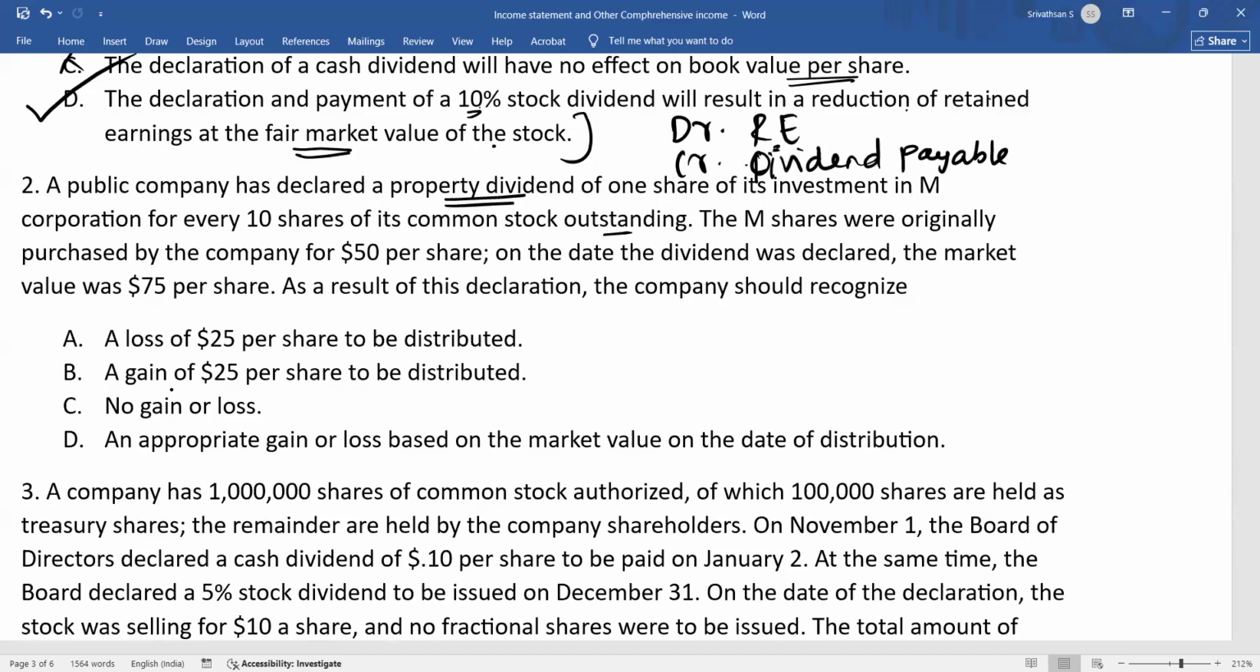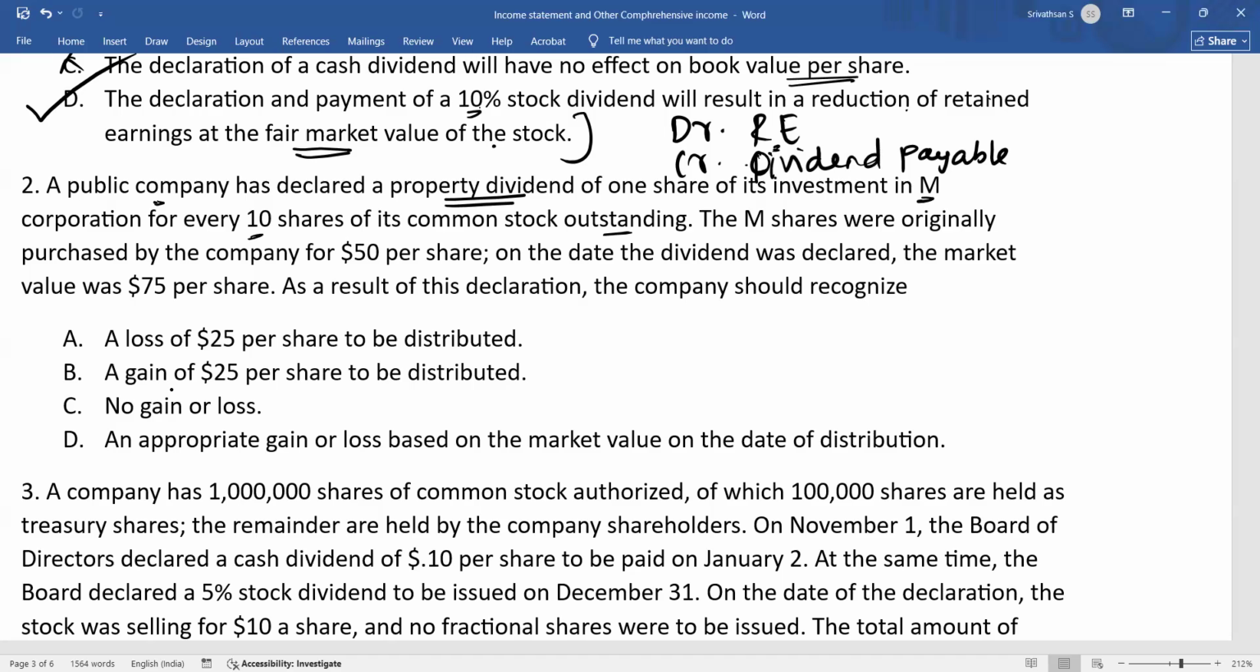So what they are doing is, this public company has invested in a company called M Limited or M Corporation. So for every 10 shares held by the shareholders of this public company, the company is giving one share of M Limited as dividend. To put it very simply, instead of paying out cash as dividend, this public company is paying out stock as dividend. So it is called a property dividend.